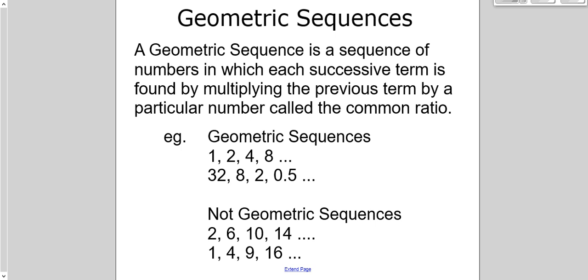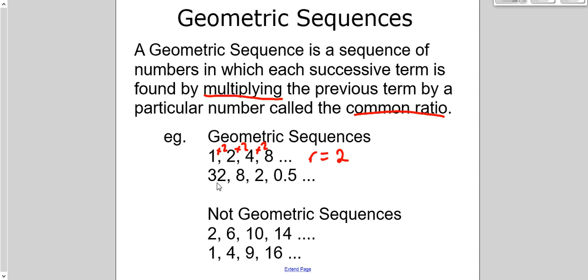And yes, it's always in terms of multiplying. Even if it's getting smaller, we're still going to look at it as what are we multiplying each term by. And that's called a common ratio. So for example, this geometric sequence goes 1, 2, 4, 8, and we could keep going, but what we're doing is multiplying by 2 each time. So in this case, my common ratio is 2.